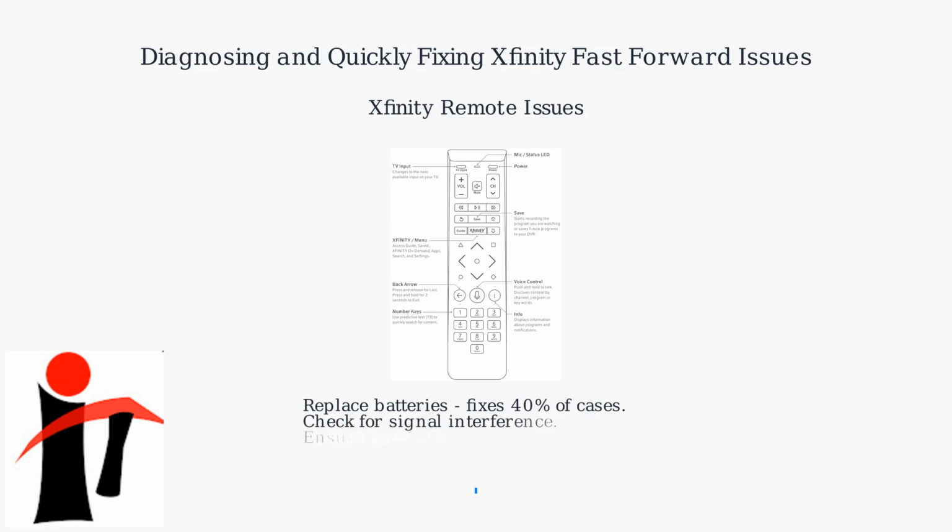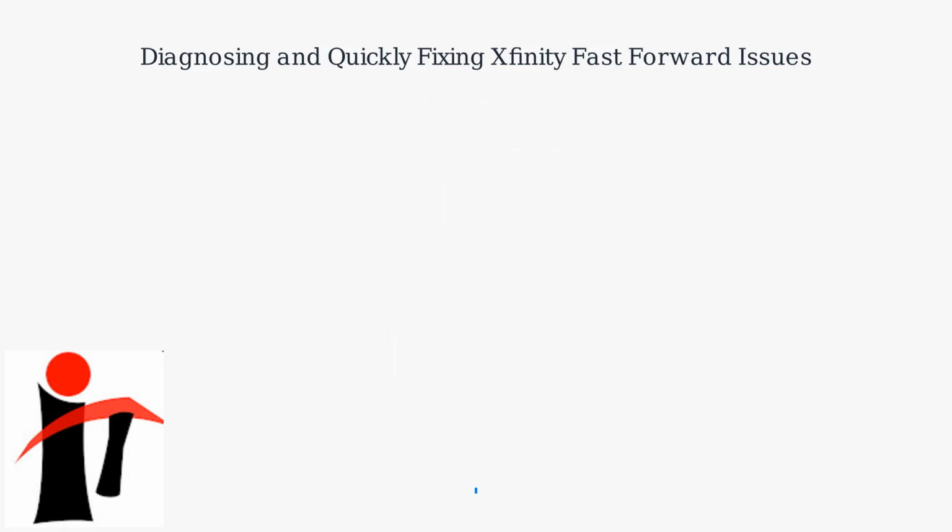First, for remote issues, the most common fix is replacing the batteries. This resolves about 40% of cases. If that doesn't work, ensure there's no signal interference and that the remote is properly paired with your Xfinity box.